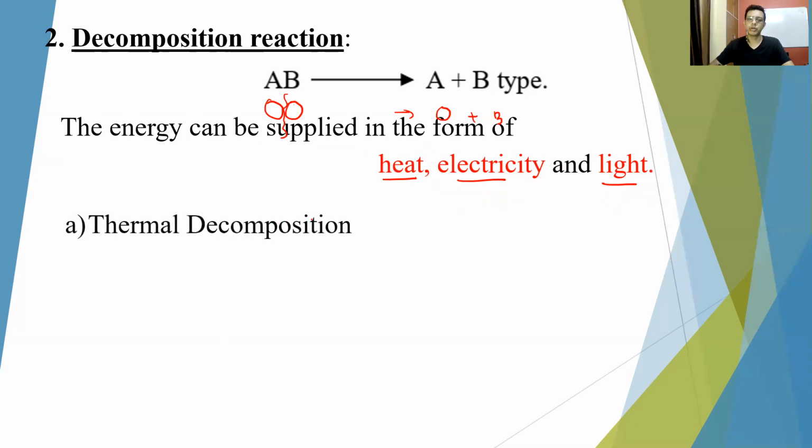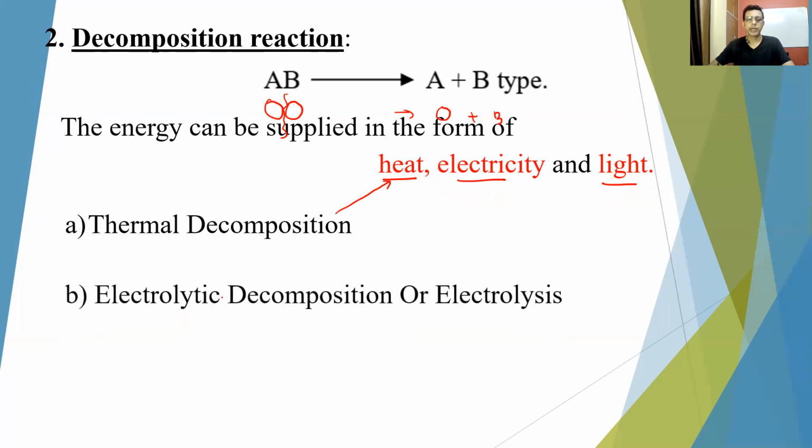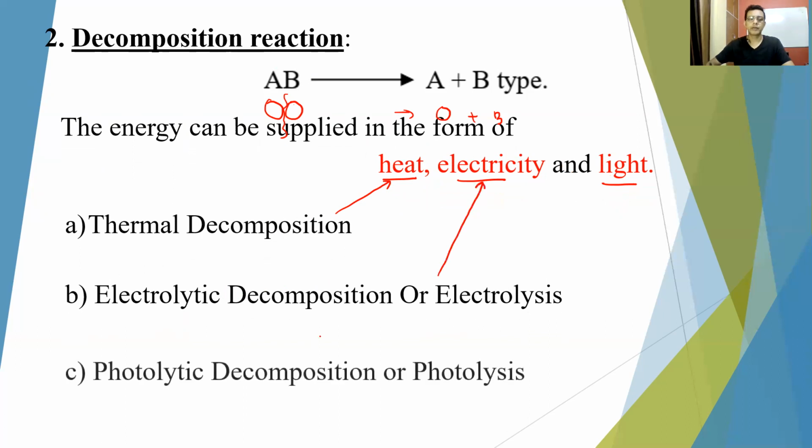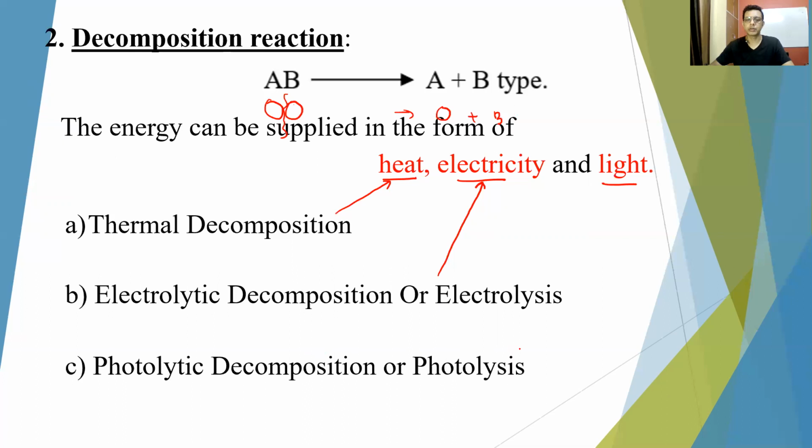So depending on the mode in which the energy is supplied, these decomposition reactions can be classified as thermal decomposition, where energy is supplied in the form of heat, electrolytic decomposition or electrolysis, where electricity is used as a form of energy, and photolytic decomposition or photolysis, where light energy is used to break the compound. So now we'll discuss these three types of decomposition one by one with examples.